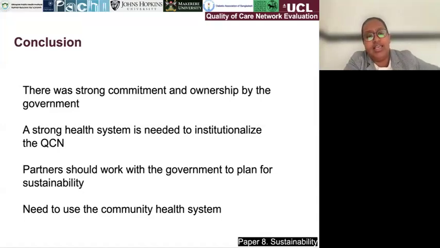So as a conclusion, we have seen a strong commitment and ownership by the respective governments in these 4 countries, and also a strong health system that's needed to institutionalize the Quality of Care Network. However, partners should work with governments to plan for sustainability. That's what we didn't see in terms of plan. We didn't see a sustainability plan. And there's an existing community health system, and there is a need to engage that or use that in this network's activities. Thank you.